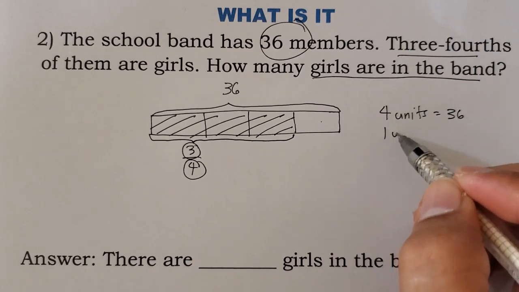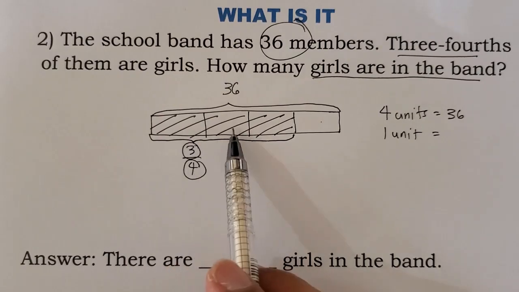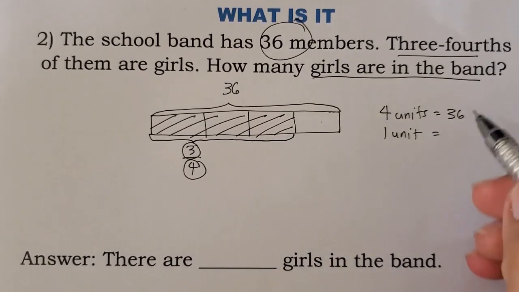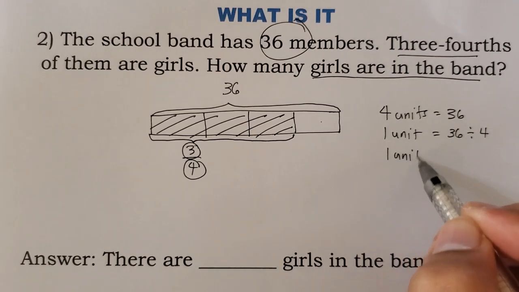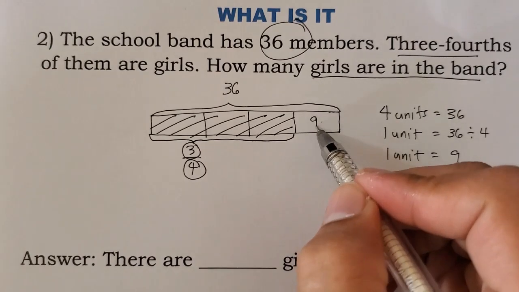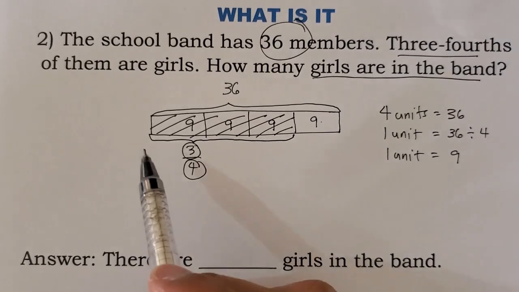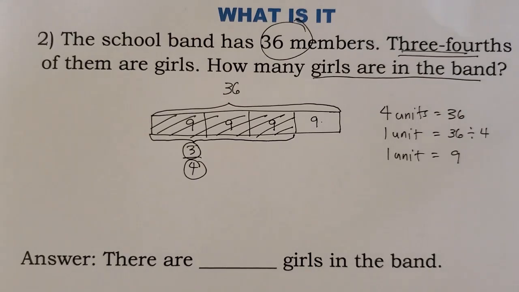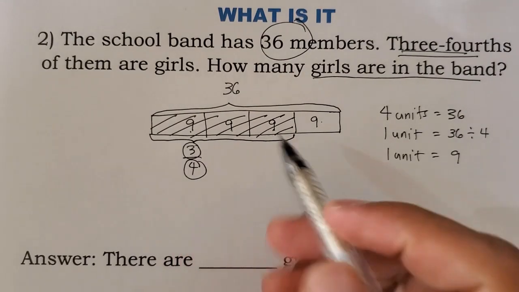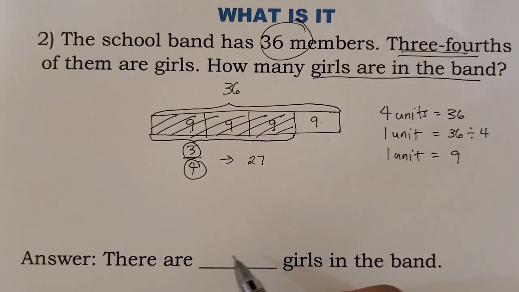So, we are looking for 1 unit actually, because if you can get the value of 1 unit, you already know the value of 3 units. So, 1 unit is equal to 36 divided by 4, which is 1 unit is equal to 9. So, this is 9, 18, 27, 36. So, now, it is clear that if we are looking for the 3/4 of that entire region, that is equal to 9 plus 9 plus 9, or this 3/4 is equal to 27. Therefore, there are 27 girls in the band.